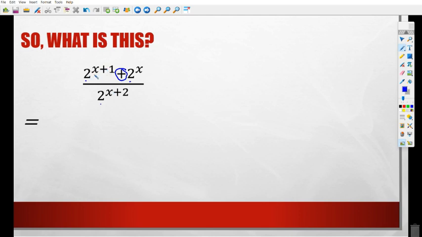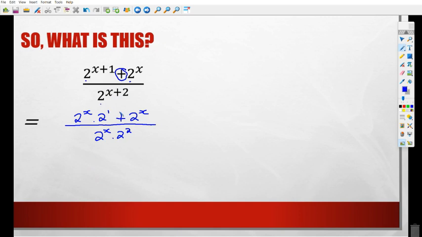So we've got 2 to the power of x times 2 to the power of 1. Separated. Awesome. Plus, I'm separated with a plus there. Plus 2x all over. At the bottom I also have more than one term in my exponent. So what am I going to do there? I'm going to separate. Fantastic. Now I've separated everything.